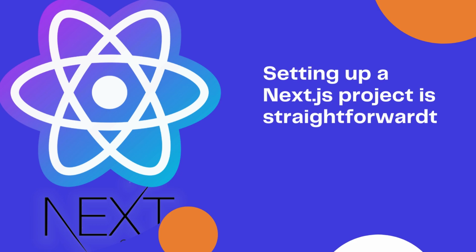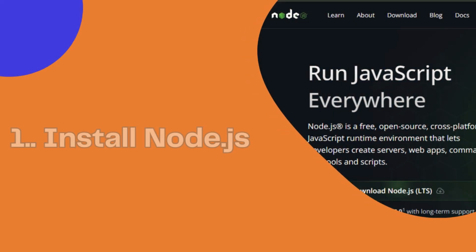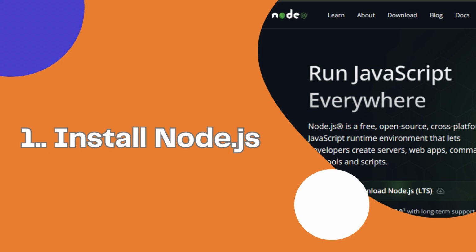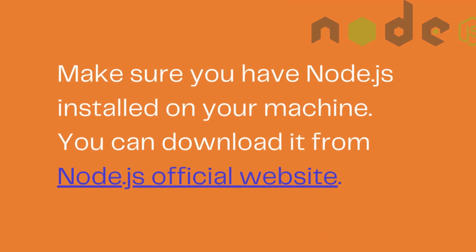Today we're getting you up and running with a Next.js project in just a few minutes. Here's how you can set up your first project. Setting up a Next.js project is straightforward. Follow these steps to get started. Install Node.js. Make sure you have Node.js installed on your machine. You can download it from the Node.js official website.